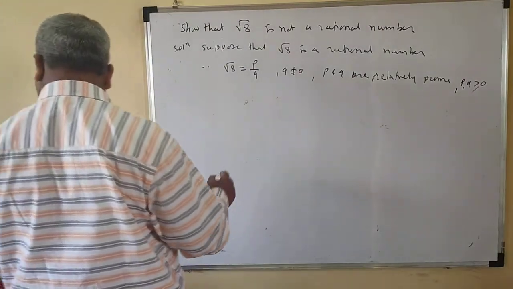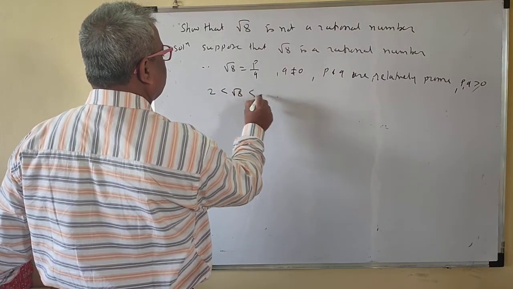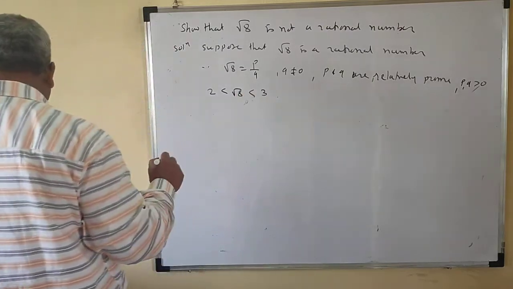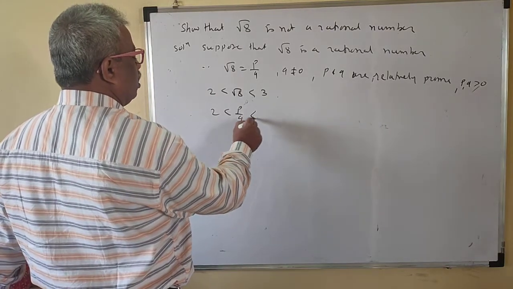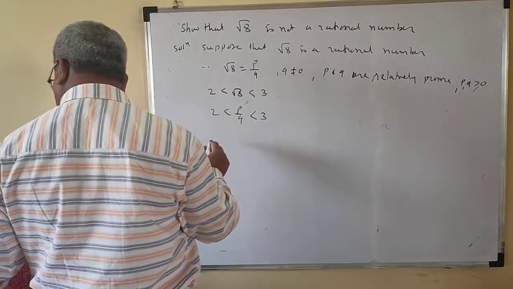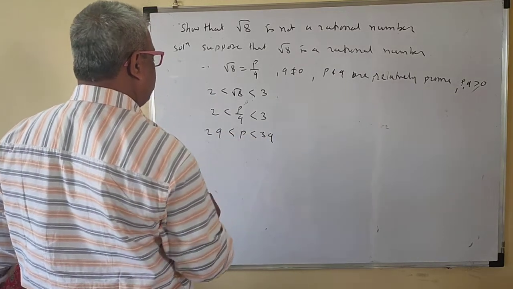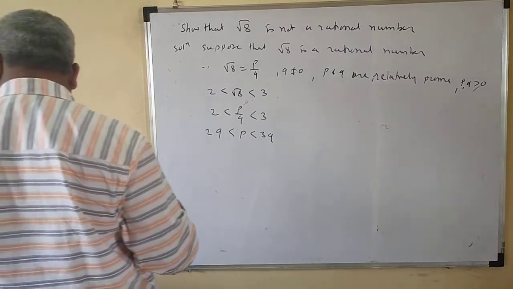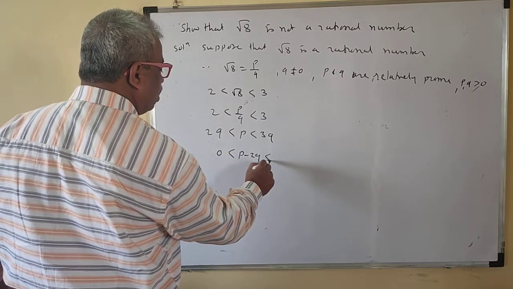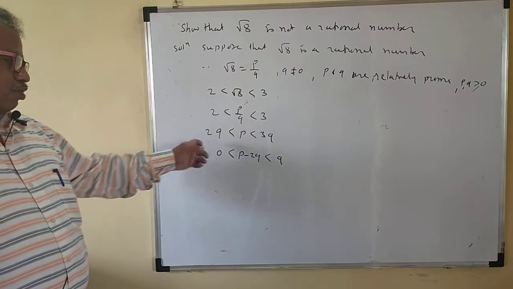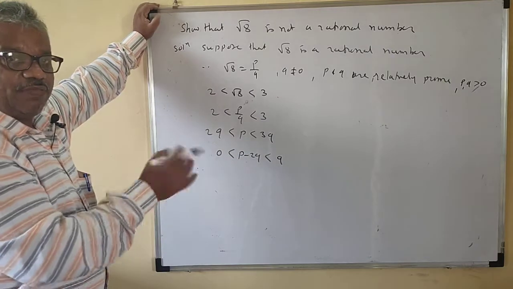Now 2 is less than root 8 is less than 3. So that means root 8, which is P by Q, is less than 3. So twice Q is less than P less than 3Q. Now I will subtract twice Q from all, and I get 0 less than P minus twice Q is less than Q. So P minus twice Q lies between 0 and Q.